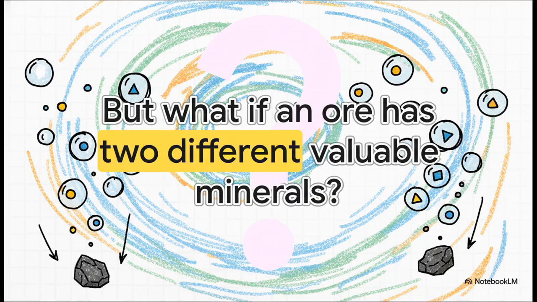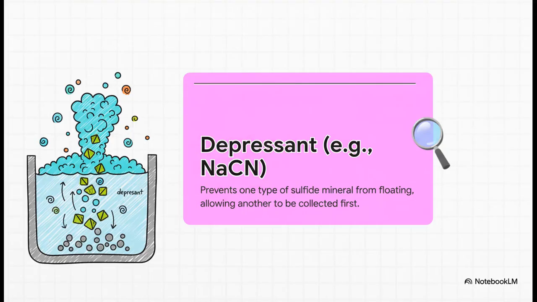We can't just let them both grab a bubble at the same time. That would be total chaos. We need a smarter plan. And this is where things get really clever. We bring in a special ingredient, the depressant. It's basically like casting a "wait your turn" spell.